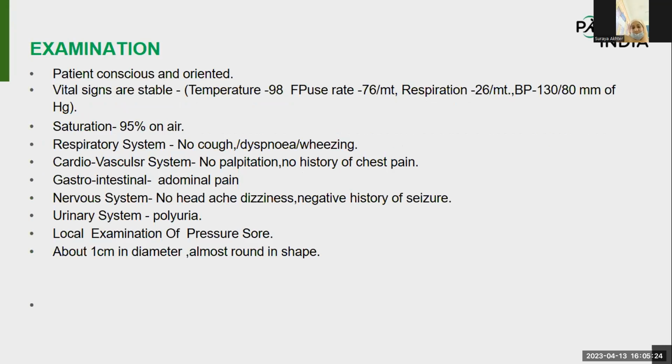Now, about the examination. Patient conscious and oriented. Vital signs are stable: temperature 98, pulse 76, respiration 26, BP 130/80, saturation 95% on room air. Respiratory system, no cough and no dyspnea or wheezing. Cardiovascular system, no palpitation and no history of chest pain. Gastrointestinal system is disturbed and the patient is having continuous abdominal pain. Nervous system, no dizziness, negative history of seizures. Urinary system, patient is complaining of polyuria. Local examination of pressure sore: about 1 centimeter in diameter, almost round in shape.